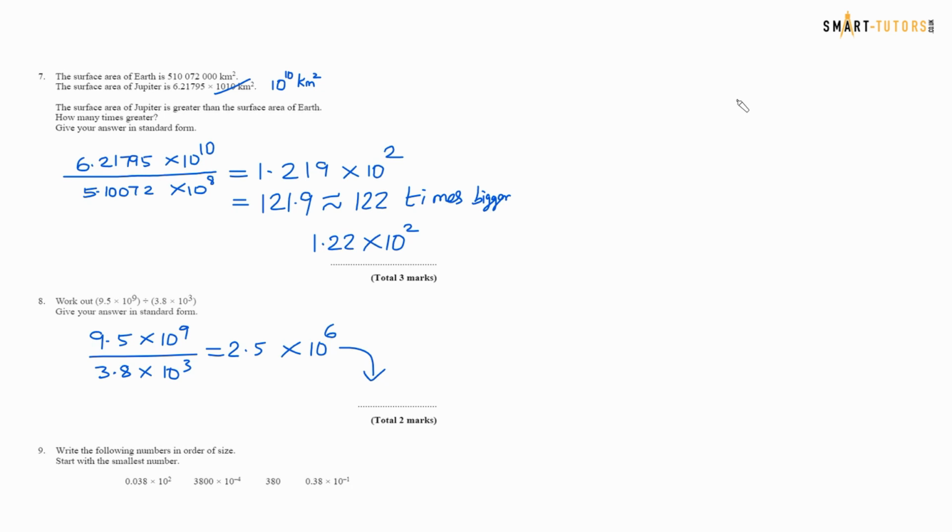And the last question of this page, question 9: write the following numbers in size order. 0.038 times 10 to the power 2, the decimal point is moving right hand side, is going to be 3.8. 3800 times 10 to the power minus 4, it's going to be 1, 2, 3, 4, so it's going to be 0.38. And the next one is 380, understandable. The next one is 0.38 times 10 to the power minus 1, which is 0.038.